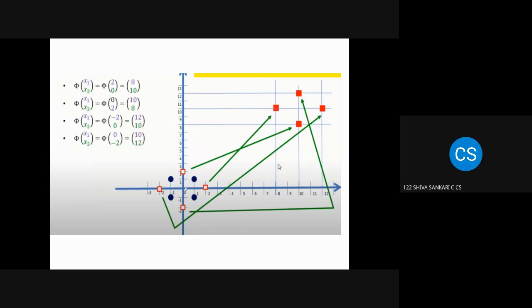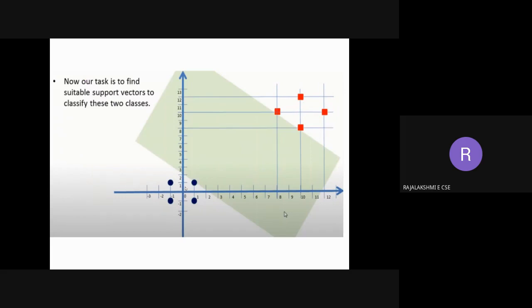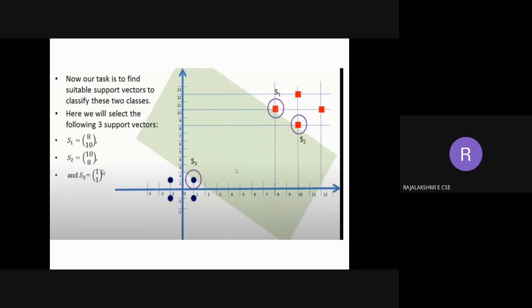Yes, ma'am. Okay. Now, what do I have to do? I have to find the support vectors. So, this is the space in which these three values are very near to the optimal solution. Therefore, I'll choose one blue vector and three red vectors as support vectors to find the boundary. So these values are 8, 10, 10, 8, and S3 as 1 and 1.